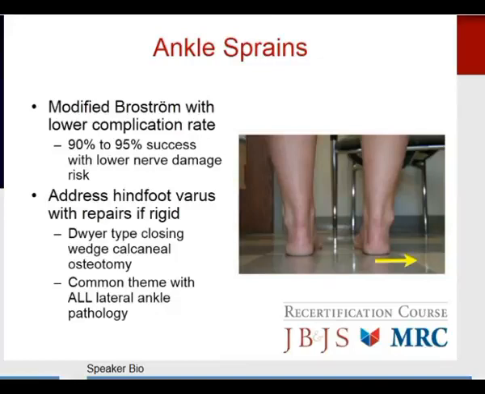And finally, like I said before, with lateral pathology, you must look for hindfoot varus, and if you see it, consider a closing wedge osteotomy to realign that foot and take the tension off all lateral column disease.